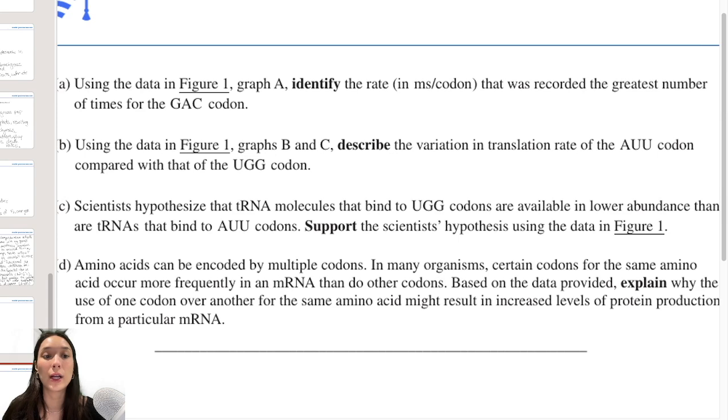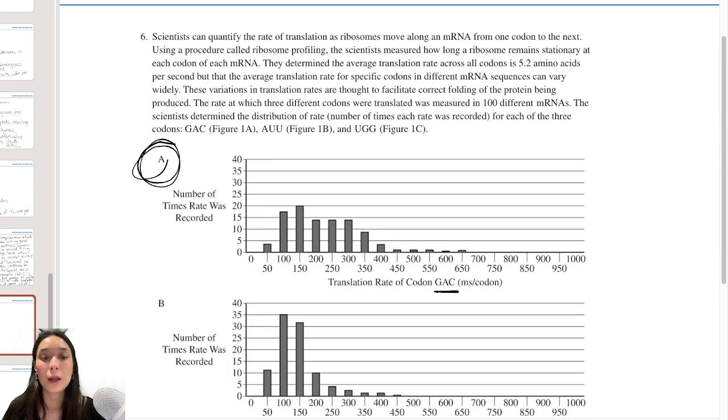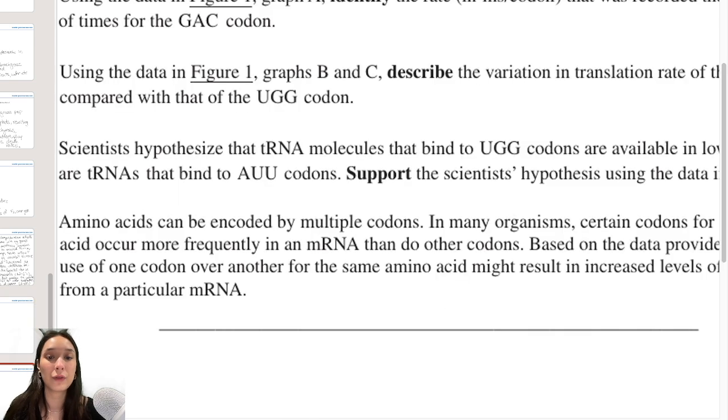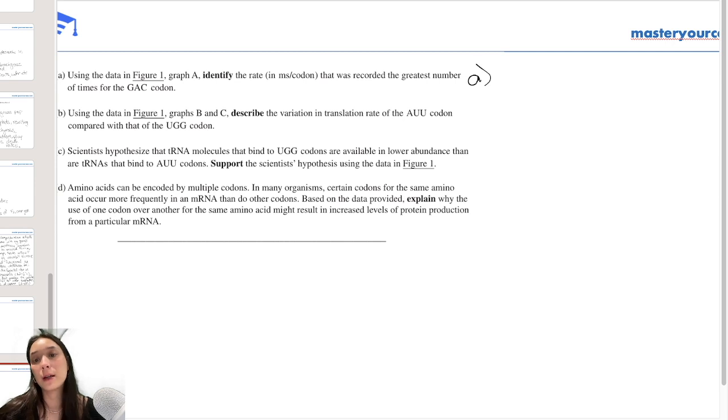Recorded the greatest number of times for GAC, and our top graph is GAC here. So we're really just looking for the highest number that was recorded. The highest one in here is this bar right here. If you look at what the rate is, it's 150 milliseconds per codon. So the answer for that one is very straightforward. You would just put 150 milliseconds per codon and make sure to put your units.